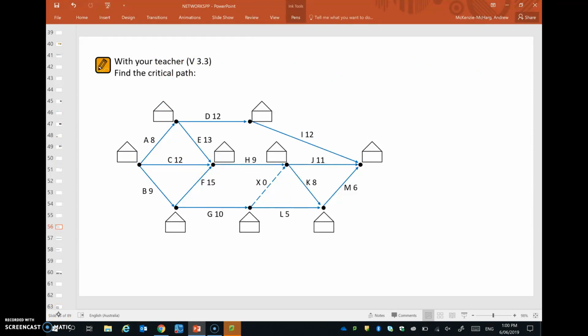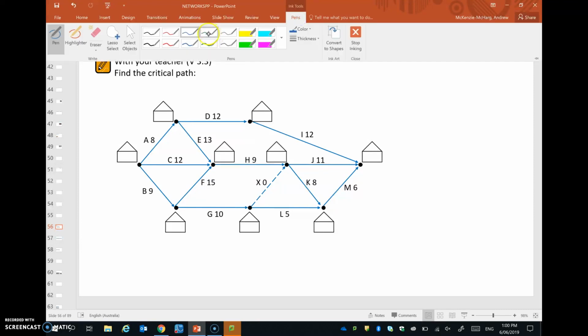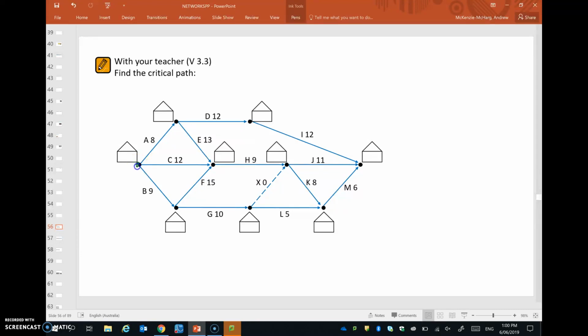G'day General Math students. In this video, we're going to be doing some critical path analysis. So critical path analysis allows us to find the shortest way through a network from the start to the finish. So in this case, this would be the start, and this is the finish. So there's lots of different ways you could travel through this network. We're going to find the shortest way from the start to the finish.